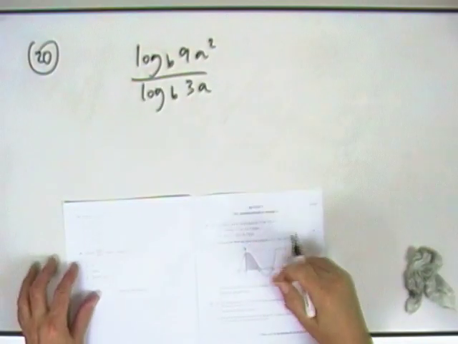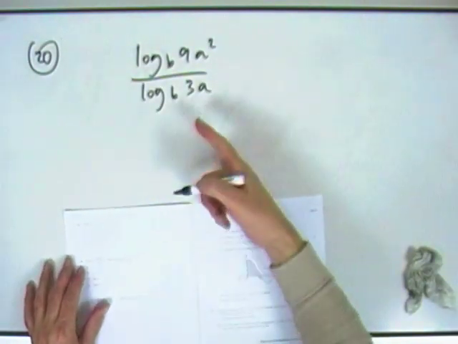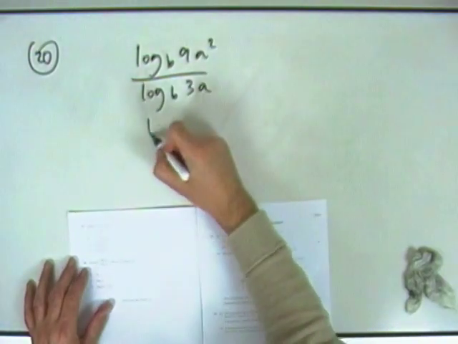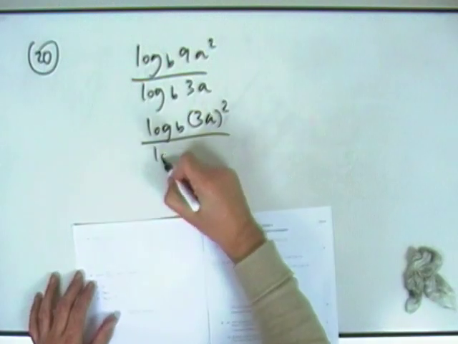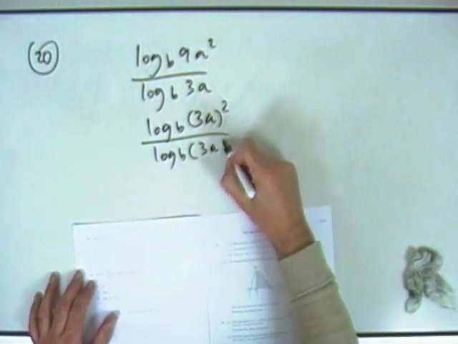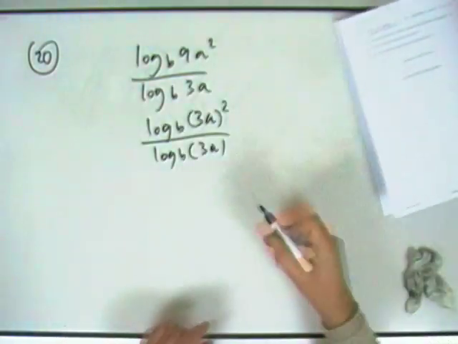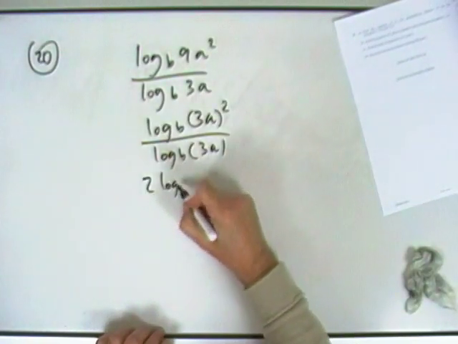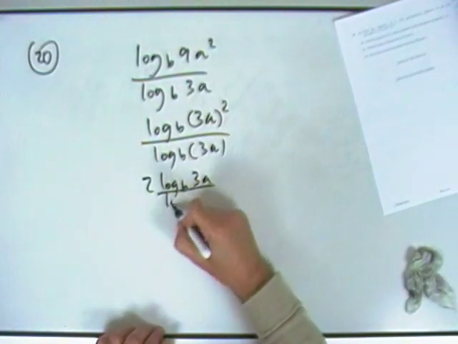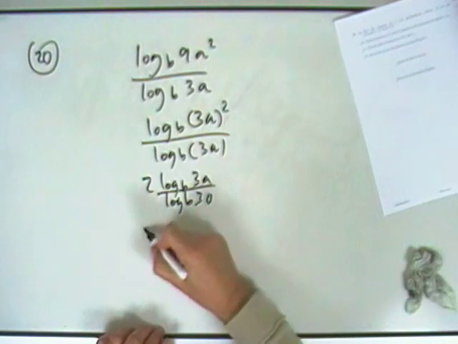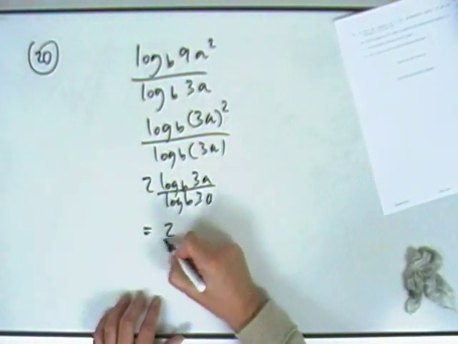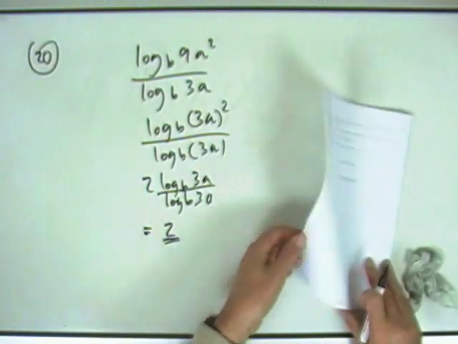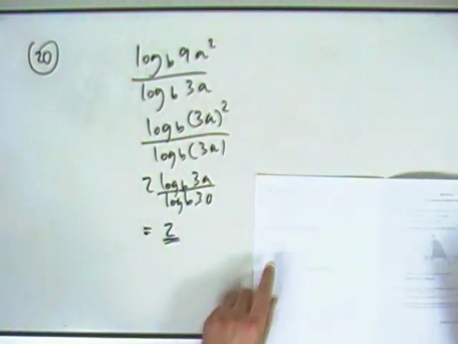Last one, number 20, simplify that, we should notice straight away, that's the square of that. Rewrite it like that to make it more obvious. That's 3a squared over log of b of 3a. And then take that to the front. So I've got 2 log b of 3a over log b of 3a. Oh, why did I close that over? Which means that that just cancels out and gives me the answer 2. Oh, where is it? A.